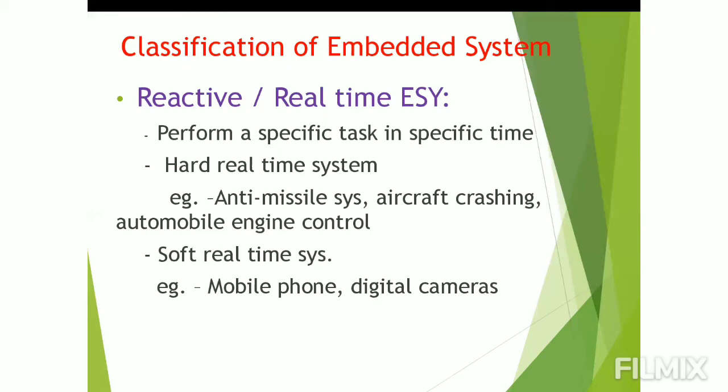This type of embedded system is classified into two types. The first one is hard real-time embedded system, and the second one is soft real-time embedded system. The examples of hard real-time system are anti-missile system and aircraft crashing, and for soft real-time application system, the examples are mobile phones, digital cameras.